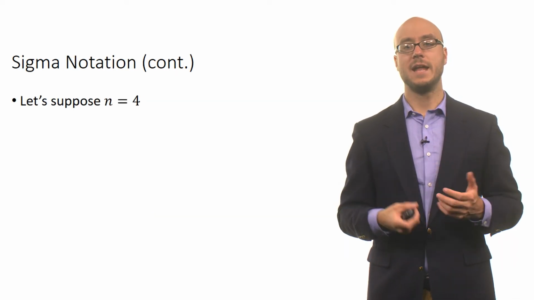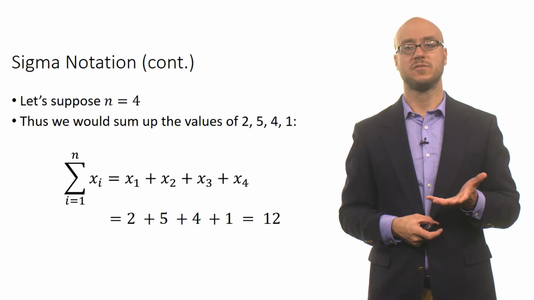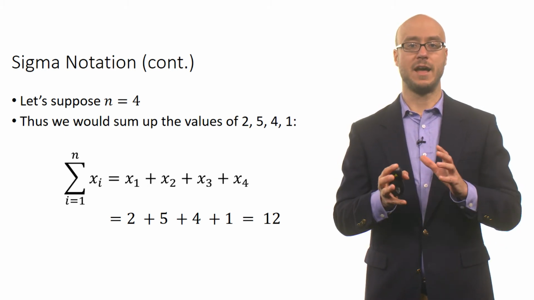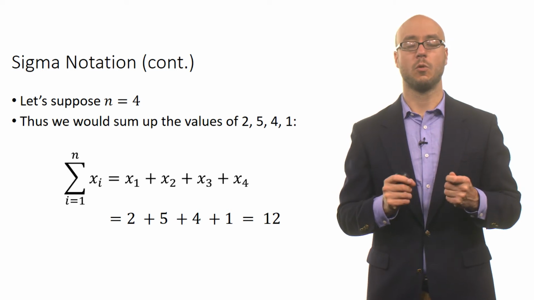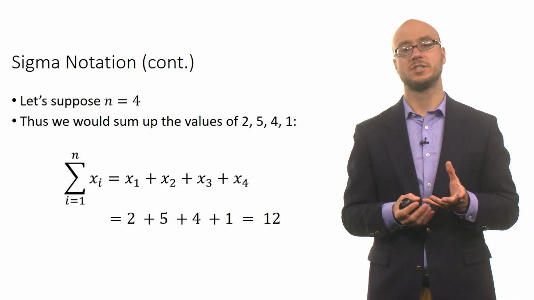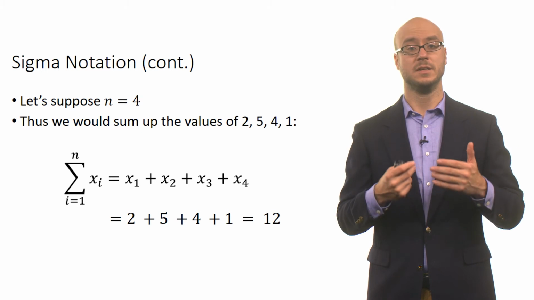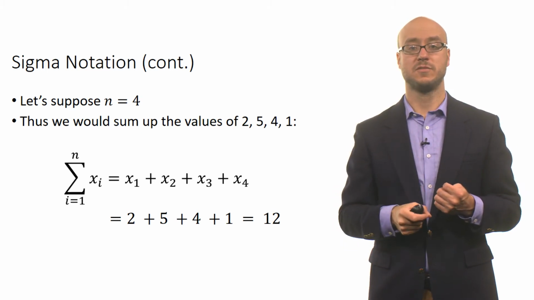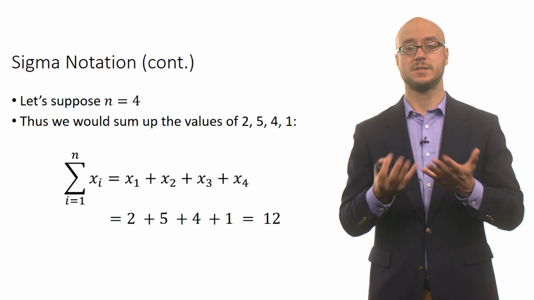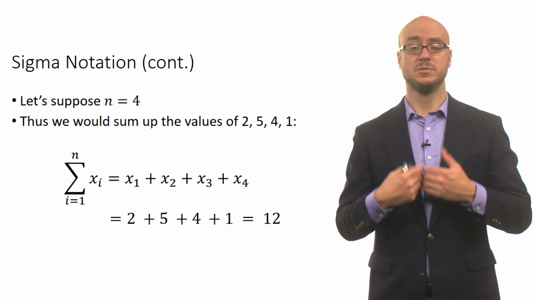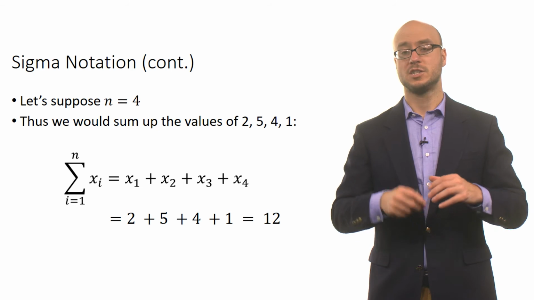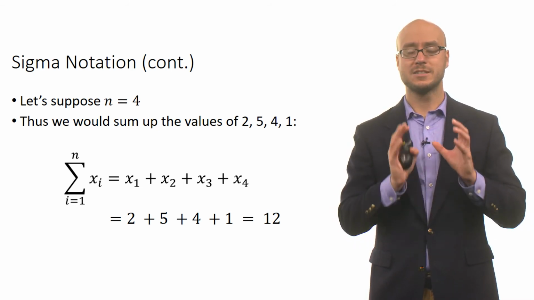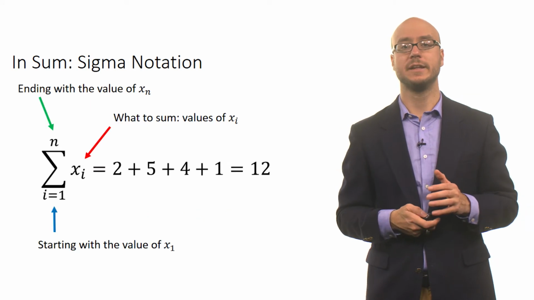So let's suppose n equals 4. Our sample size is 4 in this case. And suppose we have xi values of 2, 5, 4, and 1. All the sigma notation is telling us is to add up x1 plus x2 plus x3 plus x4, where x4 is the last value since our sample size is 4. So we add up 2 plus 5 plus 4 plus 1, and we get 12. Right? That's all the sigma notation is telling us.